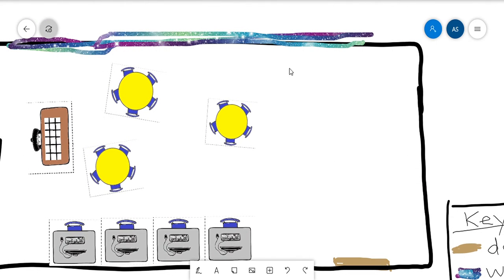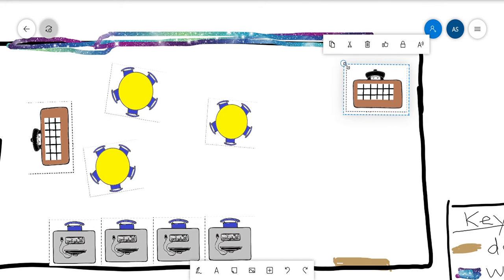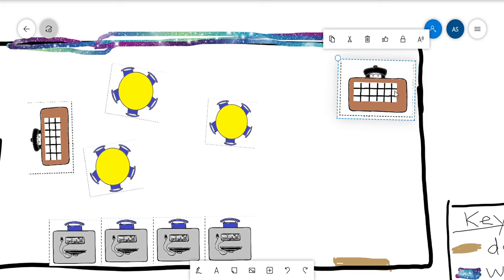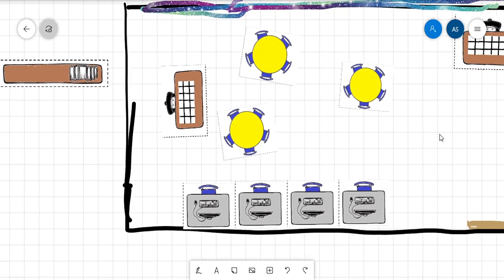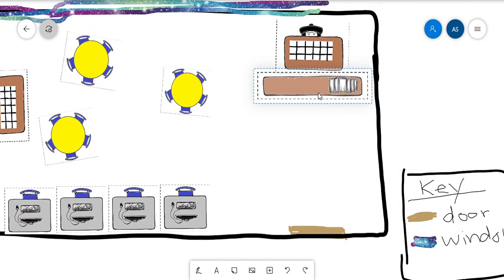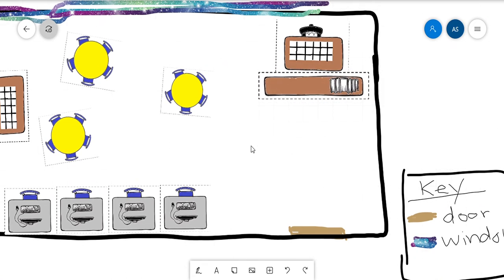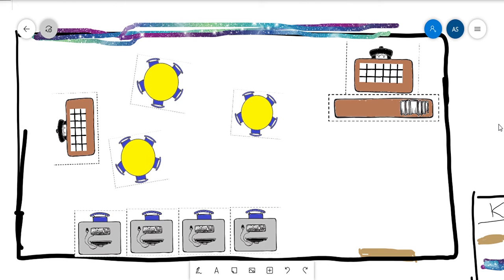Miss Tina's desk is over here. Let me go ahead and make another copy so we can put Miss Tina's desk over here, because that's going to help us with our bookshelf. So Miss Tina's desk is right here. And then in our classroom, our library is right beside Miss Tina's desk. So I would put it like that. So that is one way to make a map of our classroom.